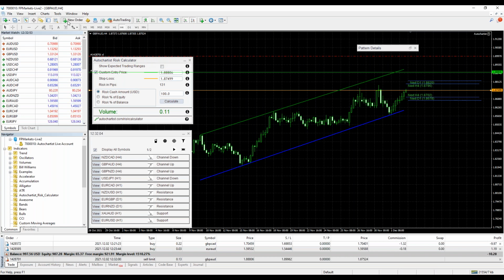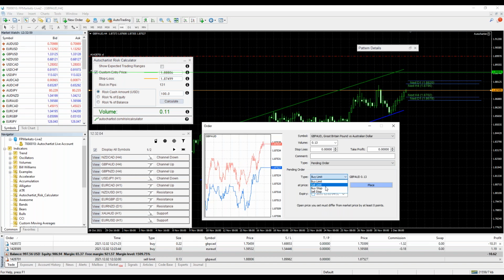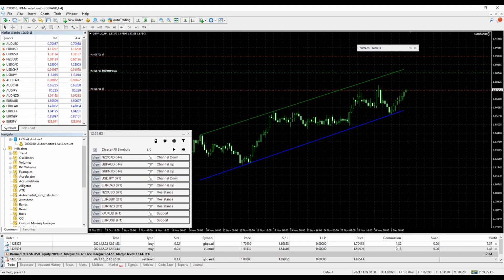So let's see what that looks like. I would set a pending order, and that would be a buy stop limit with a similar kind of volume, 0.11. My stop loss would be at this price, my entry price over here, and I would place the order. So let me get rid of my risk calculator. In this situation, if the price hits this level, instead of going short, I'm going long with this line here as my stop loss.